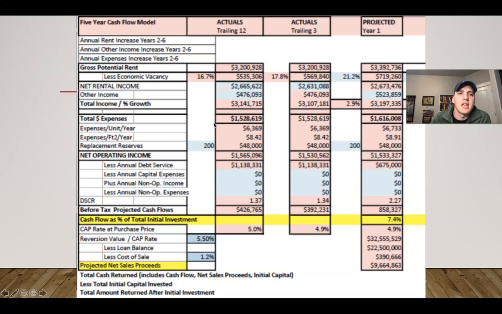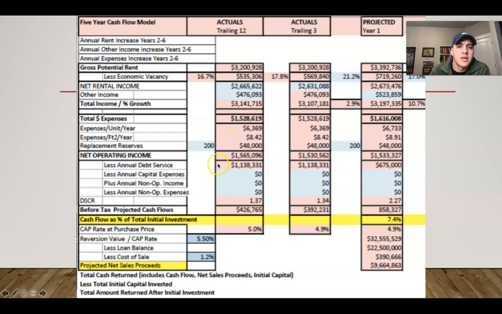So let's check out the example. Here are the financials. And right here you'll see DSCR, debt service coverage ratio. You'll also see it often as just debt coverage ratio, DSCR. They're both the same thing.